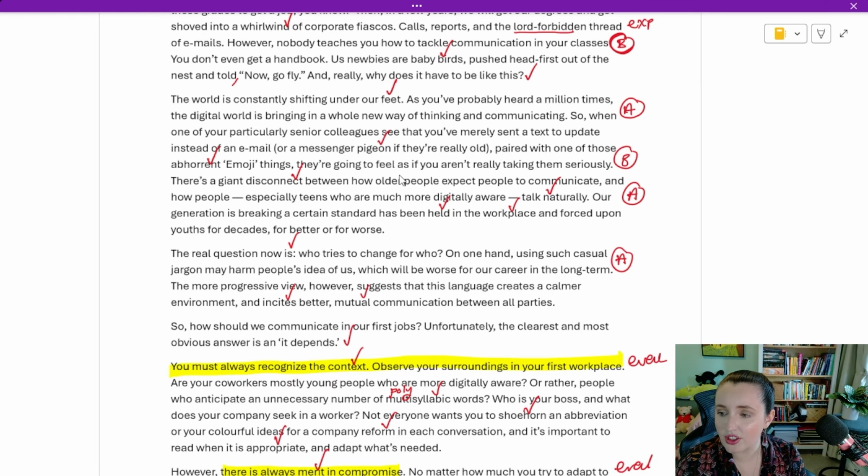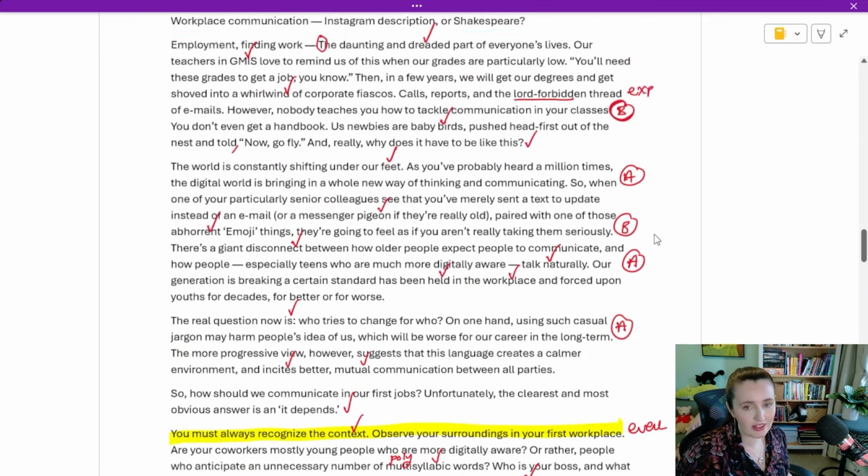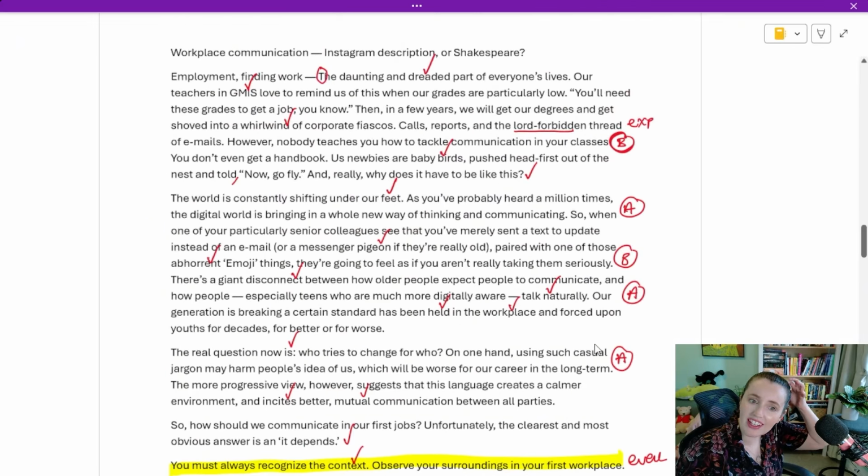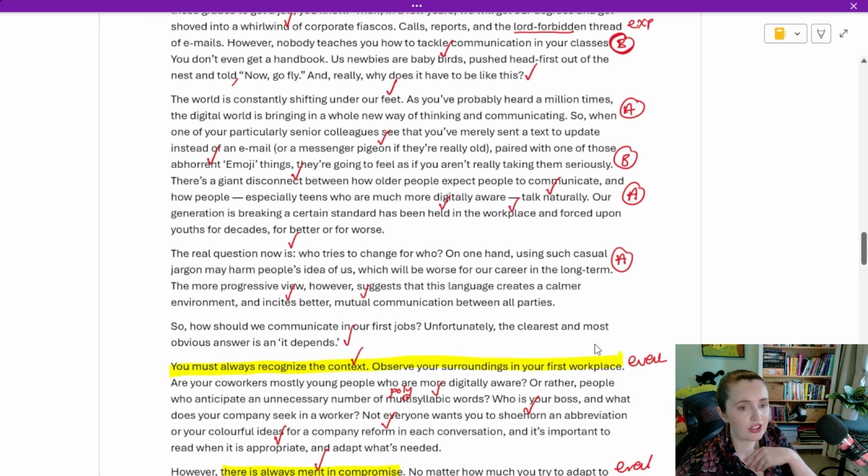So see, so far she's mainly summarising, right? She's giving her opinion that she disagrees with it, but she's not really evaluating because she's just summarising. And you're going to see down here, she's going to start to evaluate, but then what was the purpose of this, right? What do you think about this? Evaluate those ideas. Is it fair? How could you counter-argue it? The real question now is, who tries to change for whom?